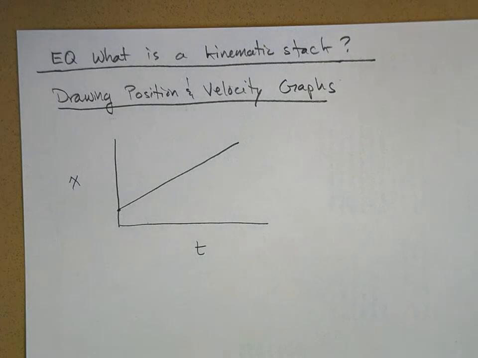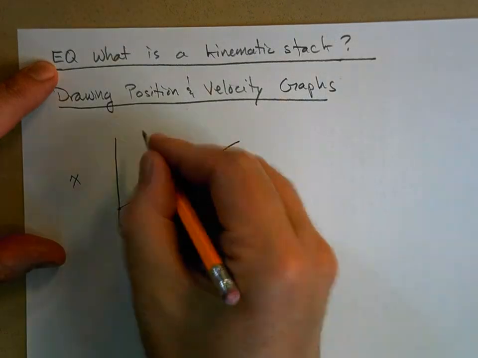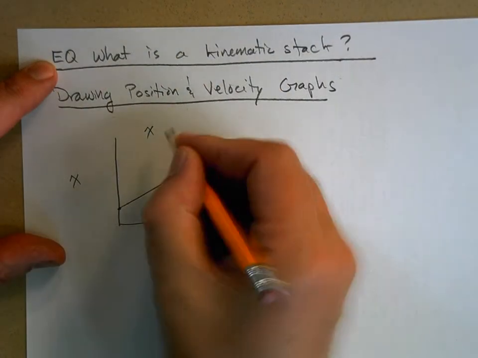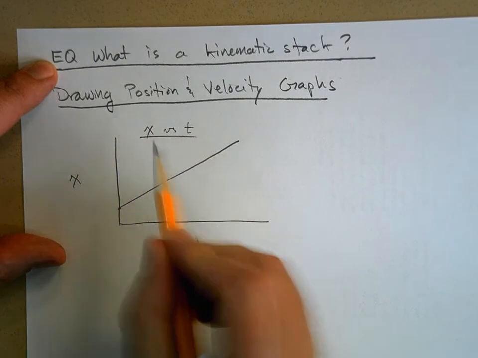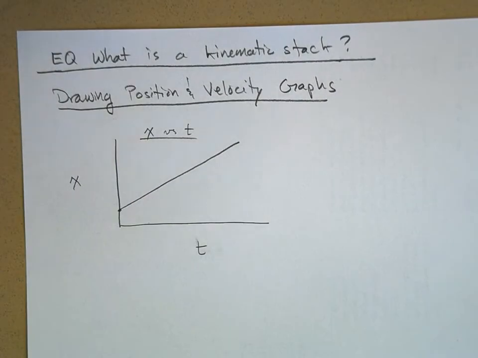Labels. Well, I put labels. Oh, you know what I should do? We're supposed to put a title, position versus time. The reason you want to do that on the AP test, on every graph you draw, they want to see a title to it. So I'm going to require that now.